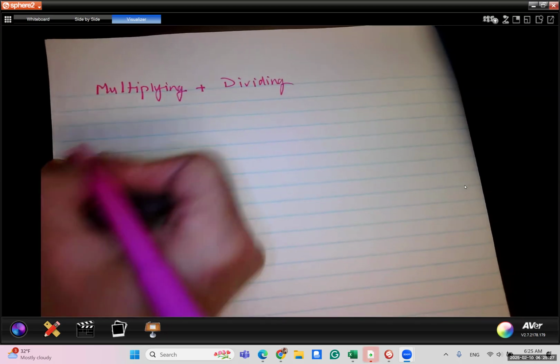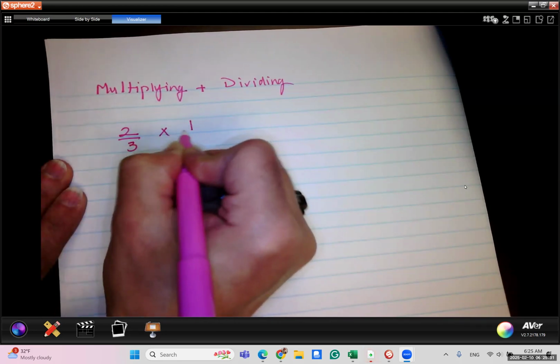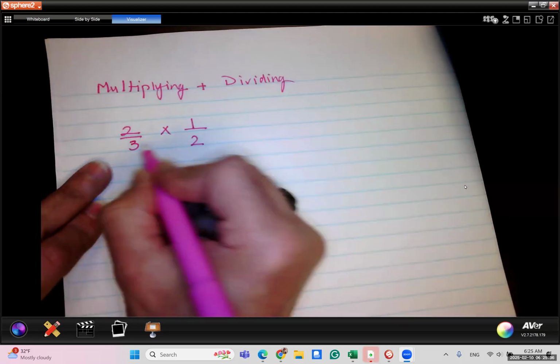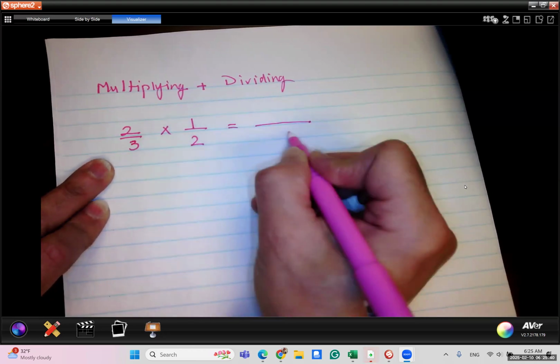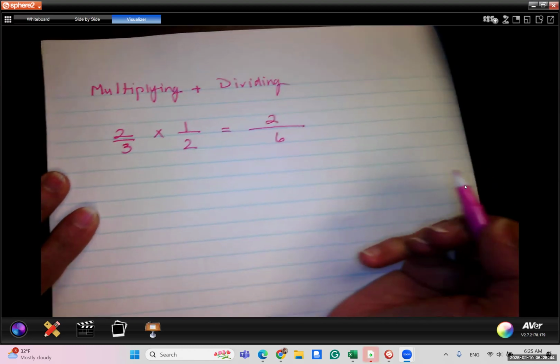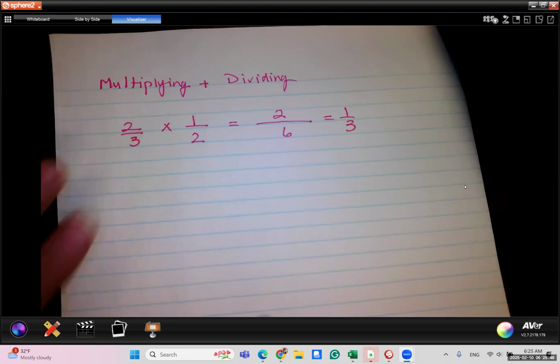Okay, so let's say you had 2/3 and multiply 1/2. Multiplication is super simple. You just multiply straight across, denominator by denominator. 2 times 3 is 6, and numerator by numerator. Then you will simplify if you can, and this will get simplified to 1/3. And I explain simplification in a different video, so you can watch that one.